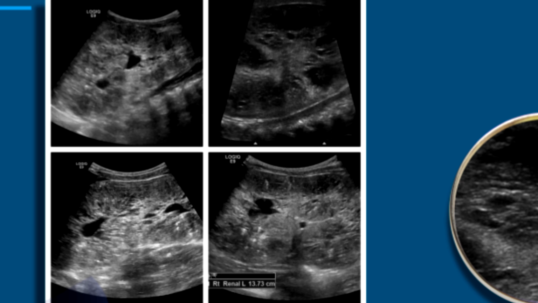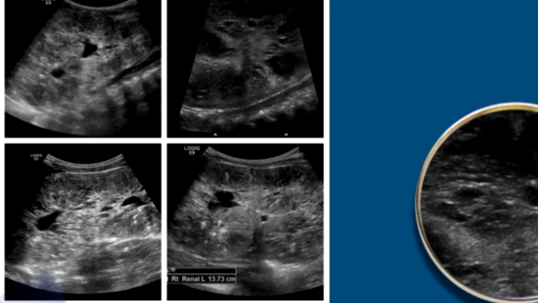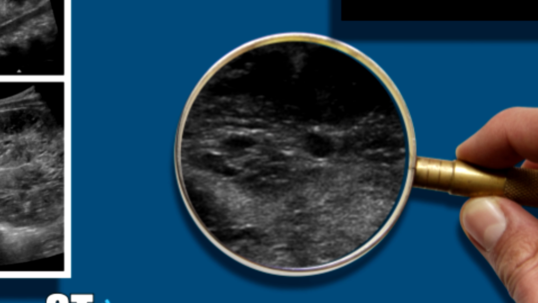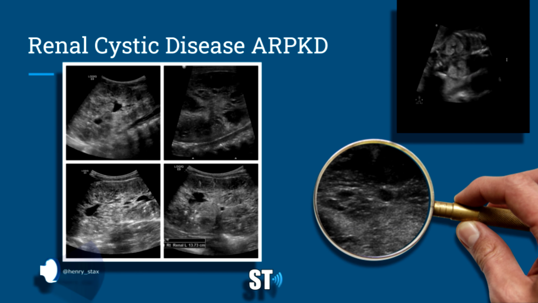And these are some postnatal images. This kidney here is measuring about 13 centimeters. This kidney eventually ended up measuring 16 centimeters. You can see the microcystic appearance of the kidney. They're just echogenic with lots of little cystic spaces throughout.